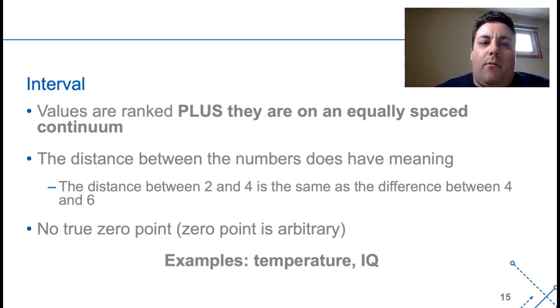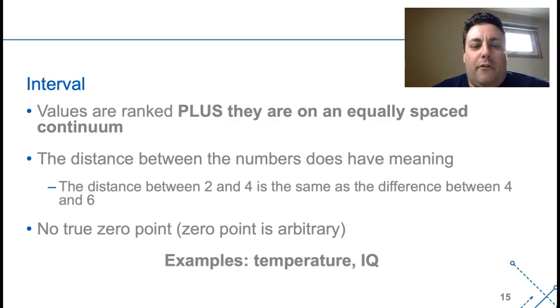Interval variables are ranked just like ordinal variables, but they are also equally spaced on a continuum. What we mean by that is that the distance between numbers has meaning. So the difference between 2 and 4 is the same as the difference between 4 and 6. Money is a good example of that, right? Having $4 is $2 more than having $2, and having $6 is $2 more than $4. So that distance piece is the same.